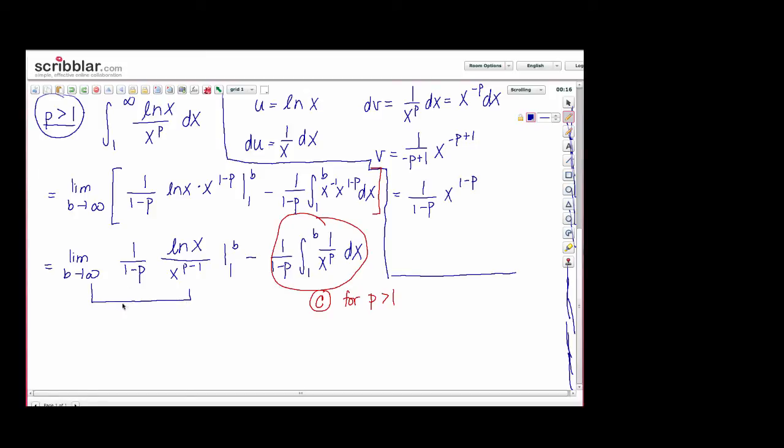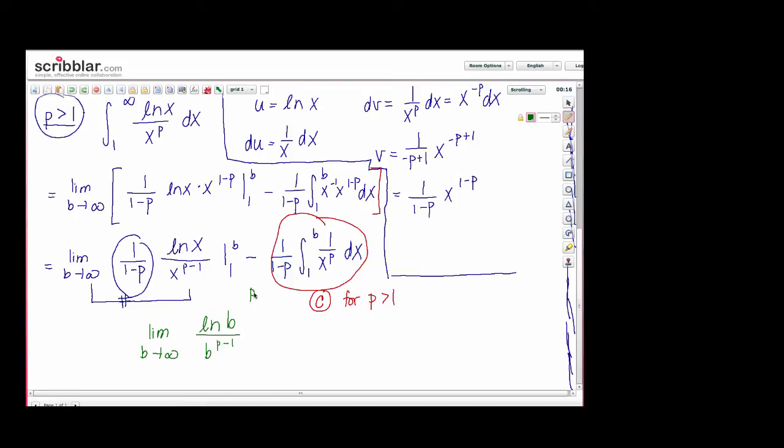So again, b is going to infinity. 1 over 1 minus p is just some number, so I don't need to worry about that. I really need to figure out what's happening to the natural log of x over x to the p minus 1 as x goes to infinity. So the limit we need to look at is the following. I'm not going to put an equal sign now because these expressions aren't equal. I've already said that the second expression, the one circled in red, converges. So I really just need to know what's going on with the limit as b goes to infinity of the natural log of b over b to the p minus 1.